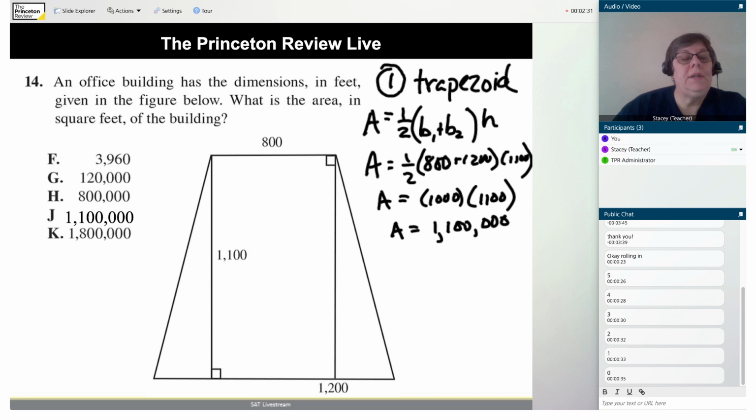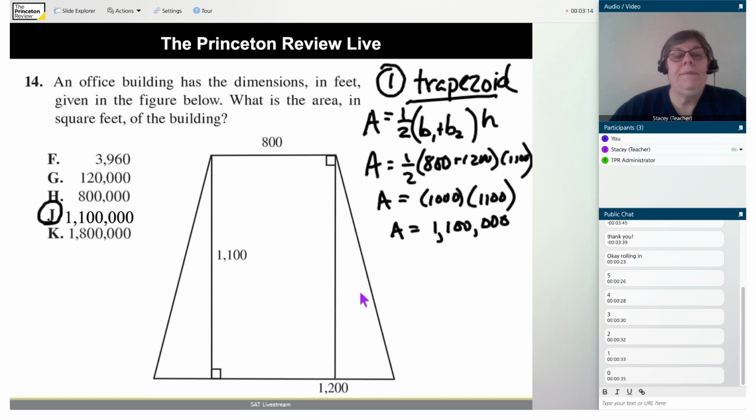Now, I want to take a minute or two, guys, because a lot of us may not know what the formula of a trapezoid is, right? And that's okay. If you don't know the formula for the trapezoid, you can still get this problem done. So if I'm not sure what the area of a trapezoid is, or don't even realize it's a trapezoid, what I do know is I have a rectangle and two triangles.